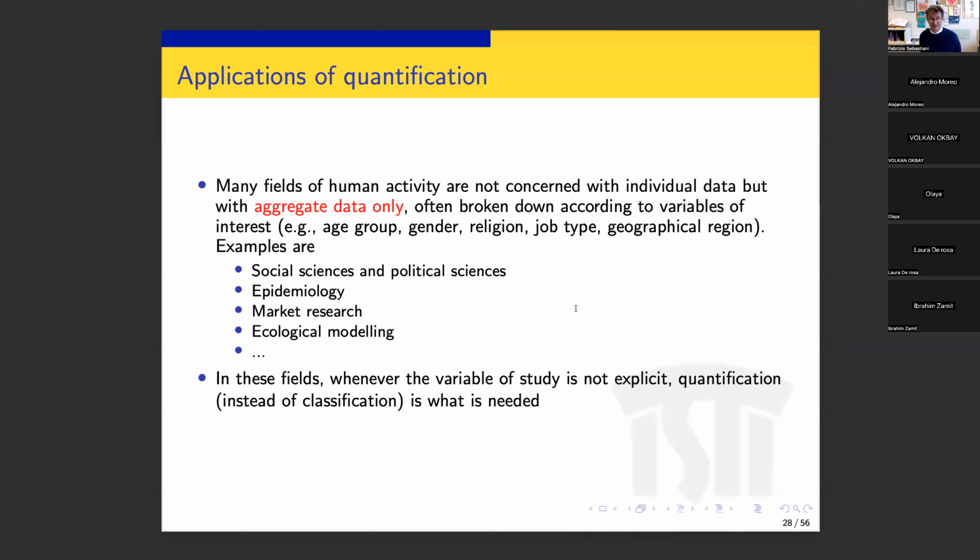ecological modeling, and the like. Essentially, if you look at research papers in this area, many research papers nowadays use machine learning of some form, on some form of data, and it is invariably the case that when they use classification technology, what they probably meant was quantification. What they probably would have benefited from was proper quantification algorithms, because these disciplines are inherently interested in the aggregate level.